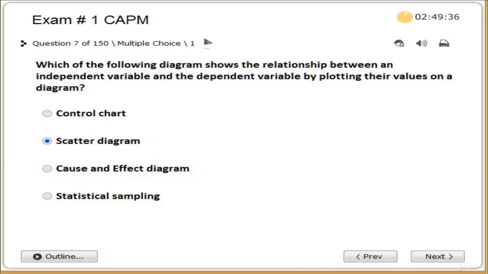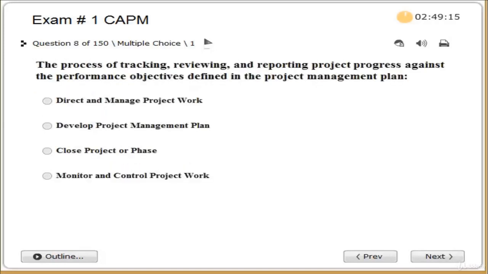Option C, cause and effect diagram, or Ishikawa diagrams, gives you a comprehensive list of possible causes to identify the root cause of the problem. Option D, statistical sampling, involves choosing part of a population of interest for inspection.